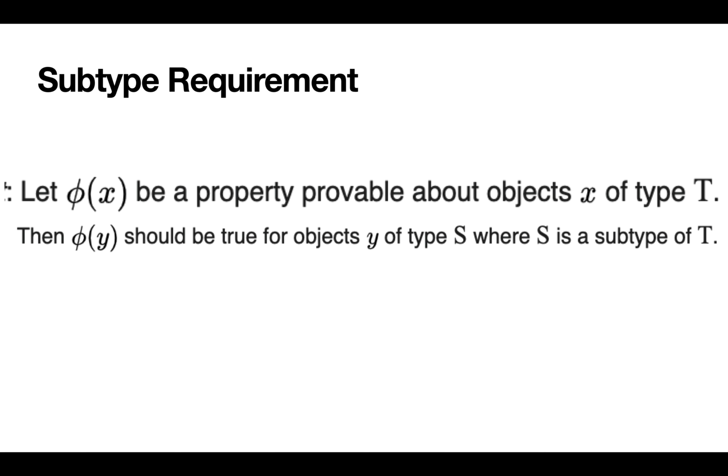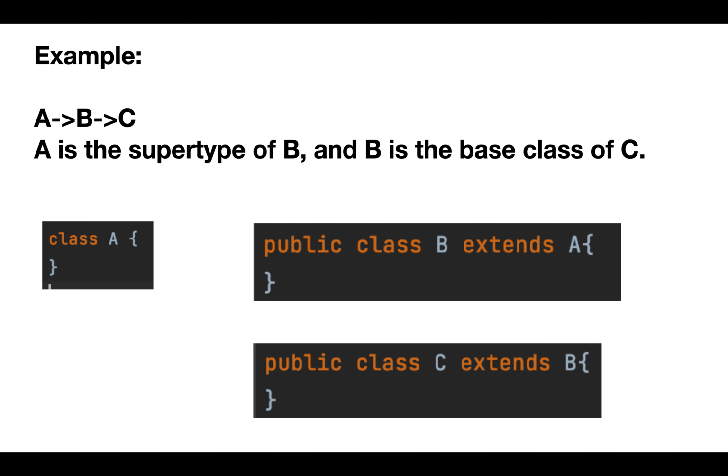A mathematical expression is provided here, and it tells the same thing, that you can substitute your parent class with the derived class. For that there are certain rules we need to follow, and we'll learn about those rules now. So let's take an example, where we will say that A is the supertype of B, and B is the supertype of C. So the flow is A, then B, then C.